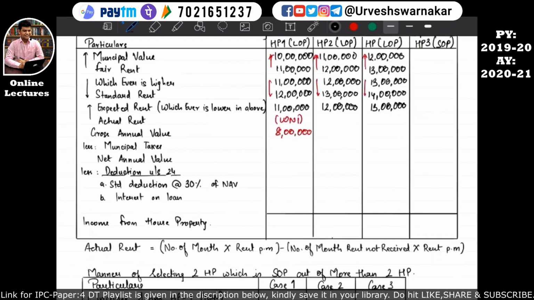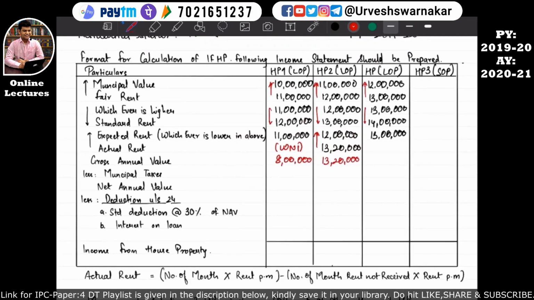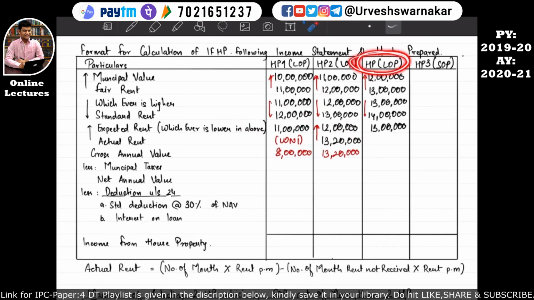These details we need to feed over here, 13,20,000. Okay, so whichever is higher of these two, that means the expected rent and the actual rent, will become our GAV. So our GAV is equal to 13,20,000. I hope this is quite clear to you all. This house property is related to the house property that is constructed. So for that also we need to find out the actual rent. Okay, so come back to our question.